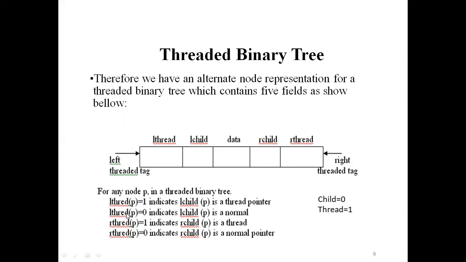Similarly, left thread of P is 0. If it is 0, it means that the left child is present. So if you find it complicated, you can simply look at this statement. This field will be 0 if it has left child, and it will be 1 if it doesn't have left child. Similarly, for R thread, the field will be 0 if it has right child, and it will be 1 if it doesn't have a right child.